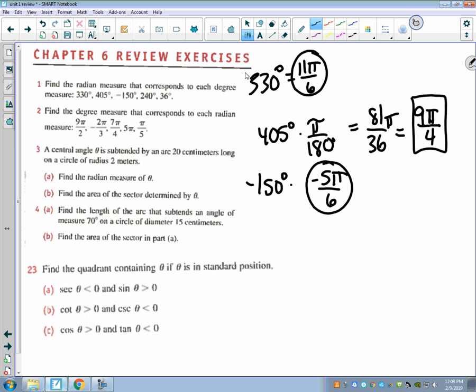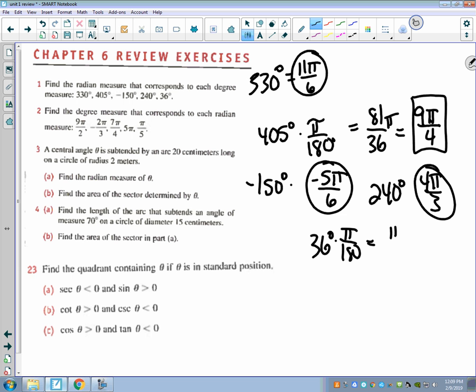240, isn't that one also from the unit circle? 240 is 4 pi over 3. But you could do all of these by the conversions, right? I just know those. 36 degrees, times pi over 180, divide by 36. I think that's just pi over 5, right? 36 over 180 is pi over 5. Those are exact answers. So converting from radians to degrees or degrees to radians, that's something you need to know how to do for tomorrow.